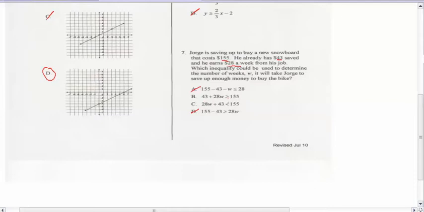Now we need to decide, when you go in the store, can you have less than 155 or do you need more than 155? When I go to buy something, I want to make sure I have more money, not less, because I won't be able to get it. Okay, so that's 1 through 7.